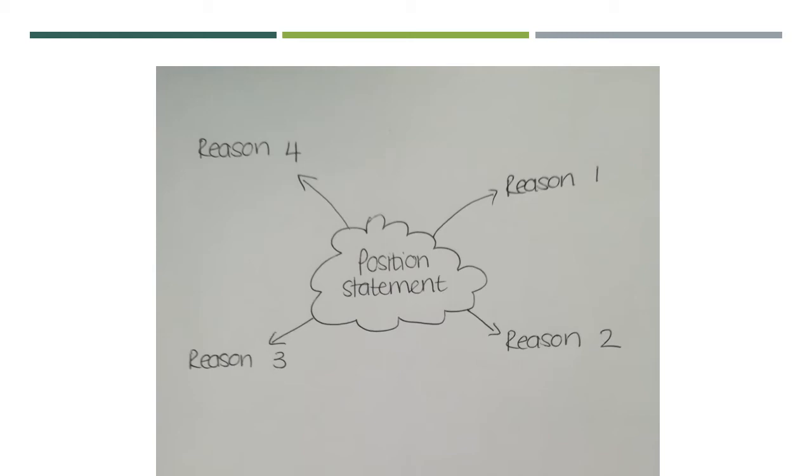You would write your position statement in the bubble in the middle, and each of your reasons for taking this position on the issue at the little arrows that I've indicated there. For an essay of this length, I would suggest that you have 4 to 5 reasons why you have taken your position. Now, this is a good time to think again of the analogy of you as a lawyer.